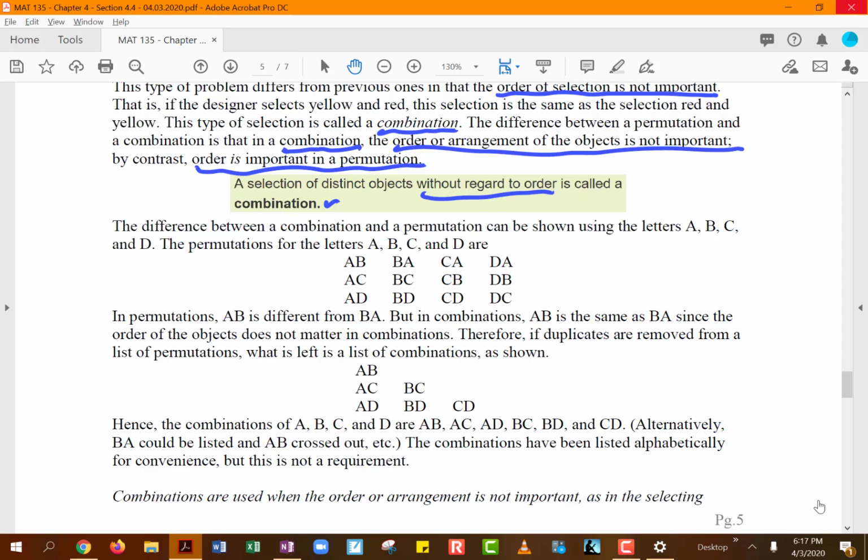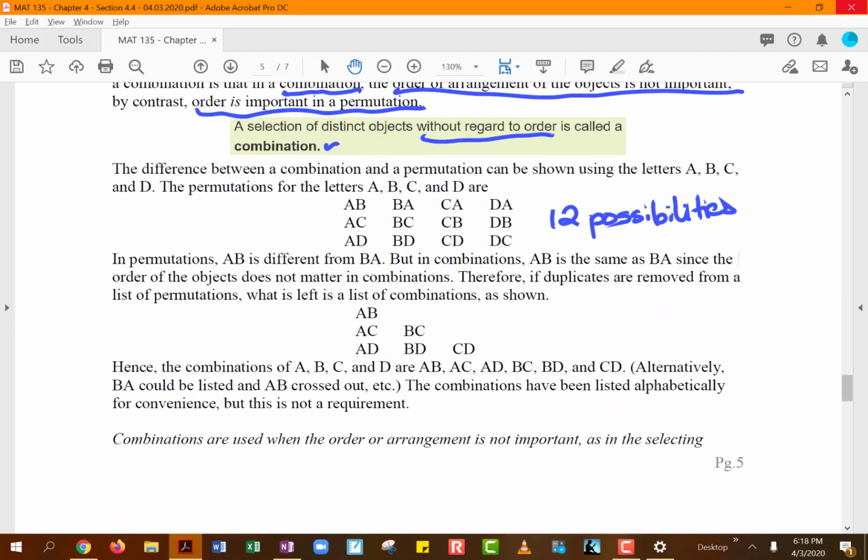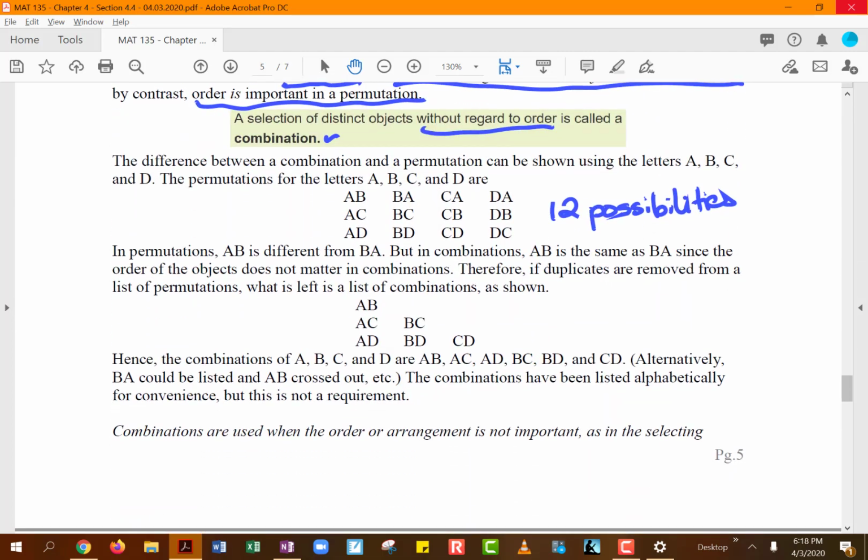Or actually, I think I want to call it 12 different possibilities. Okay, so in this case, since the order is important, AB is not the same as BA, and CA is not the same as AC, because you're selecting A first and then B, or you're selecting B first and then A. So that's going to make a big difference when you're talking about permutations.